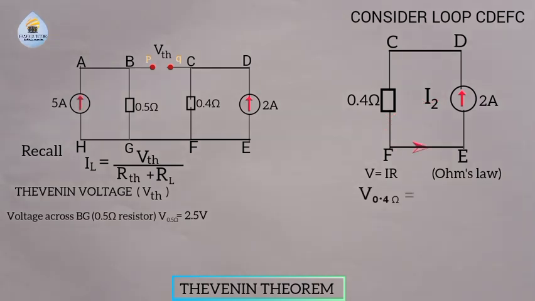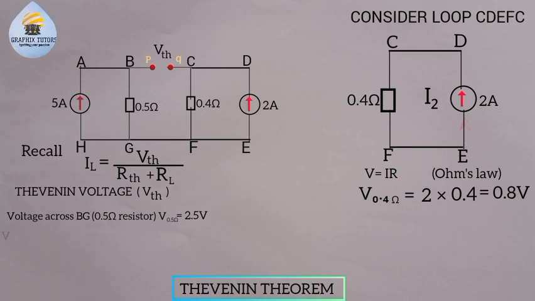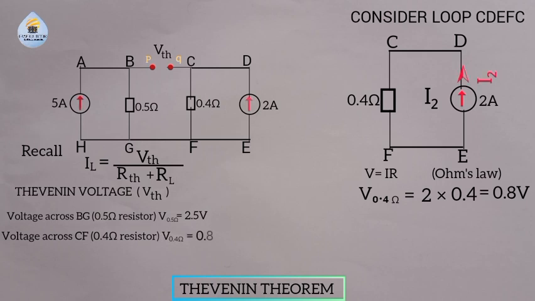Is equal to I, the current that is flowing through, which is your 2, multiplied by R, the resistor through which the current is flowing, which is 0.4. So my V subscript 0.4 is equal to what? 0.8 volts. So we've gotten the voltage drop as a result of the 0.4 ohm.